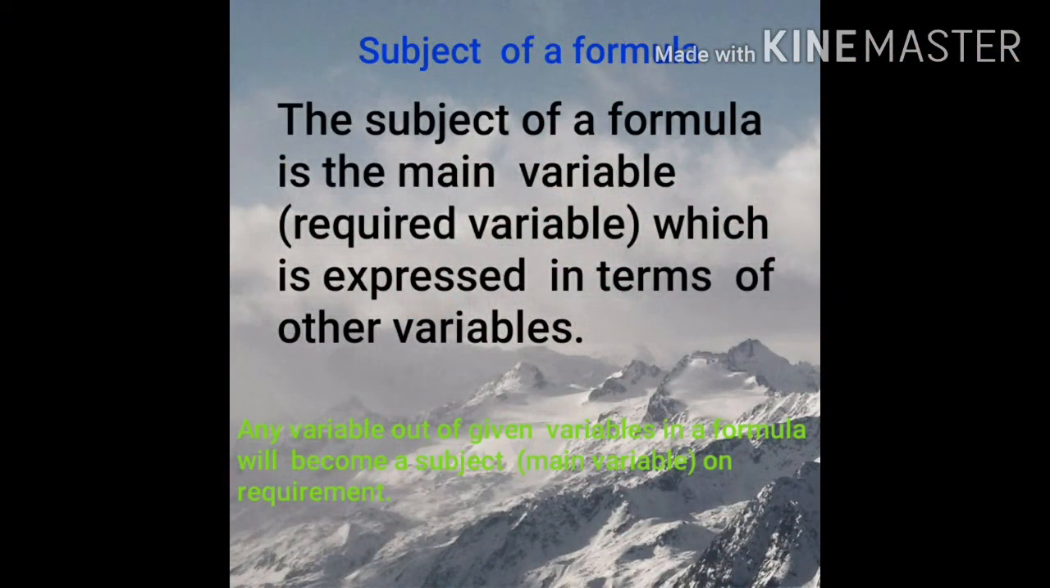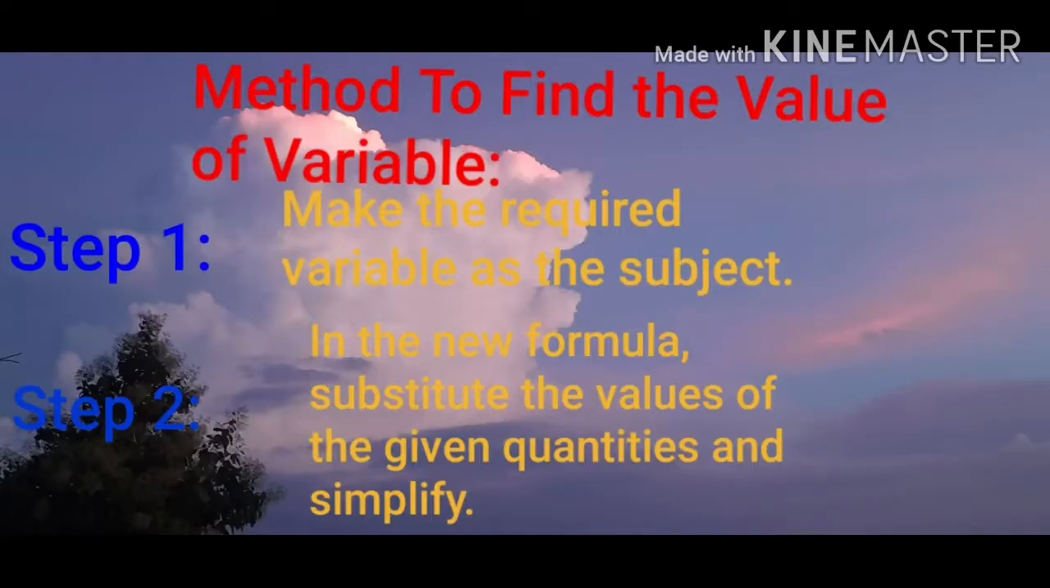Subject of a formula. The subject of a formula is the main variable or required variable which is expressed in terms of other variables. Any variable out of the given variables in a formula will become the subject of the main variable on requirement. Method to find the value of the variable. Step 1. Make the required variable the subject. Step 2. In the new formula, substitute the values of the given quantities and simplify.